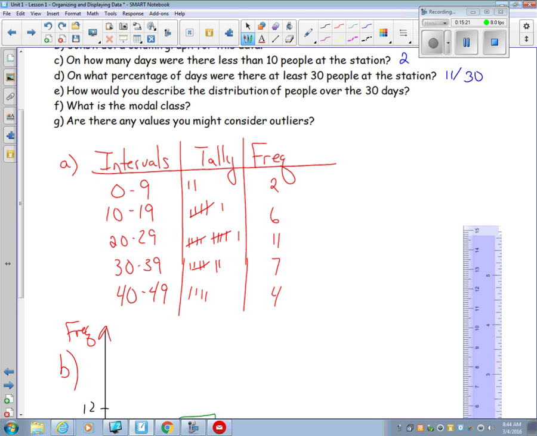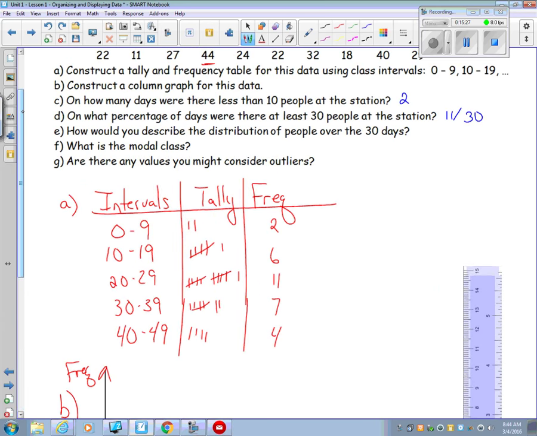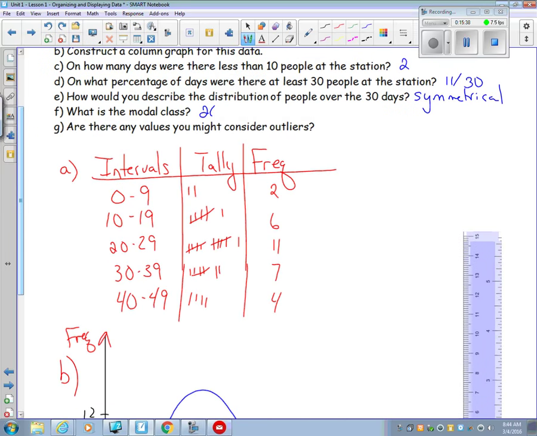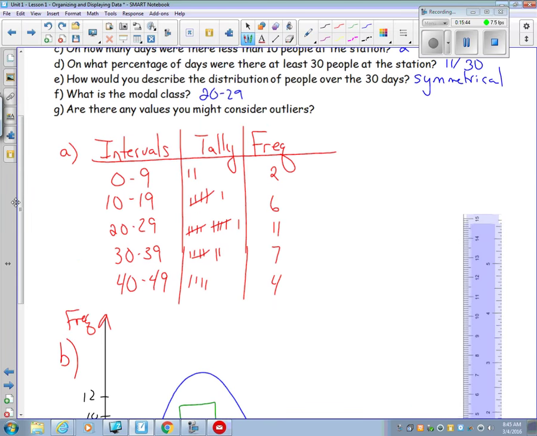Okay, how would you describe this data? We're looking like this. I would call that fairly symmetrical. It might have a slight skew to it, but I would say that one's pretty symmetrical. It's almost exactly in the middle. What's the modal class? The most common? That would be 20 to 29. And are there any values we may consider outliers? Well, since they're all pretty close together, we'd say no. Okay, and there's the end of the first lesson.